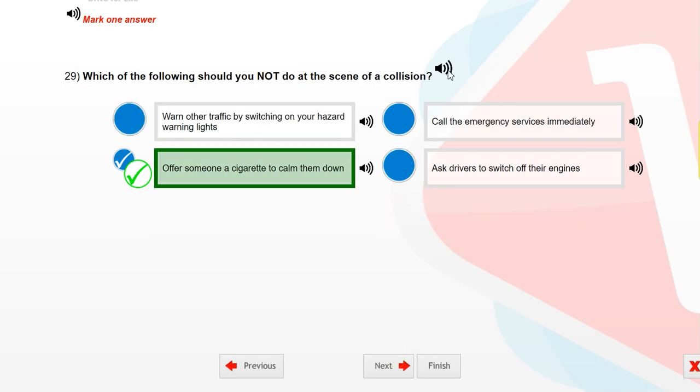Which of the following should you not do at the scene of a collision? Offer someone a cigarette to calm them down.